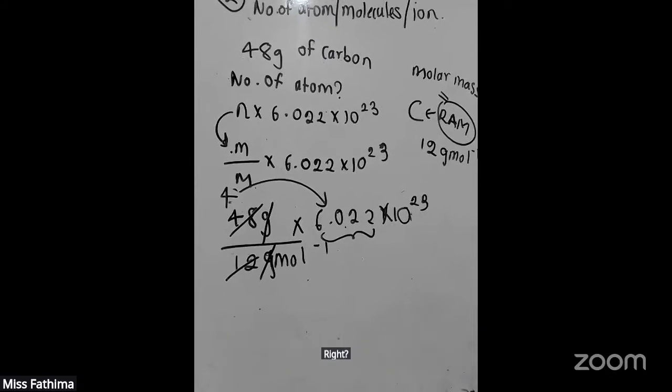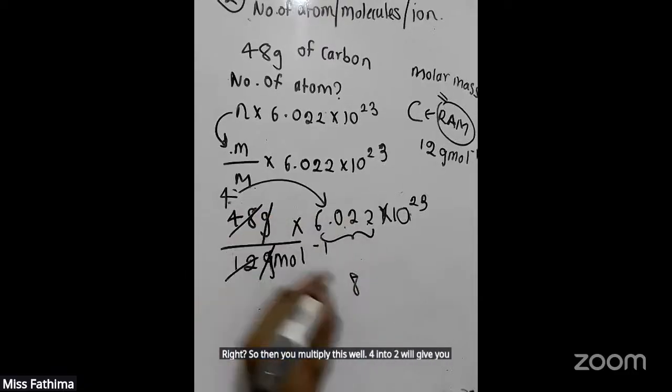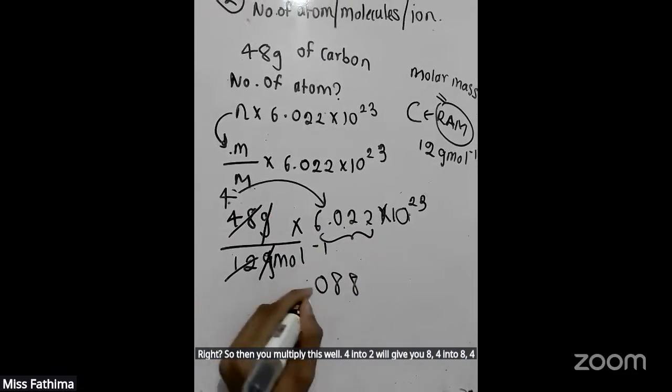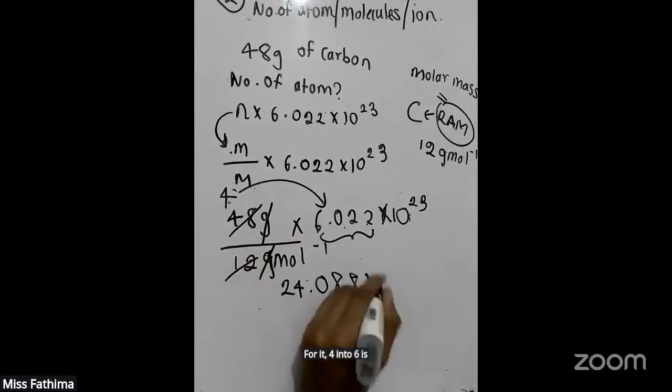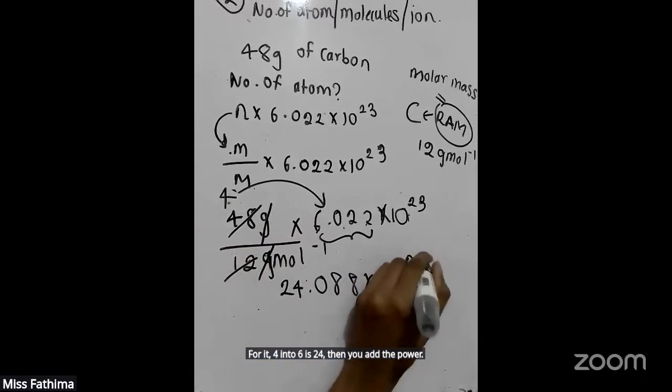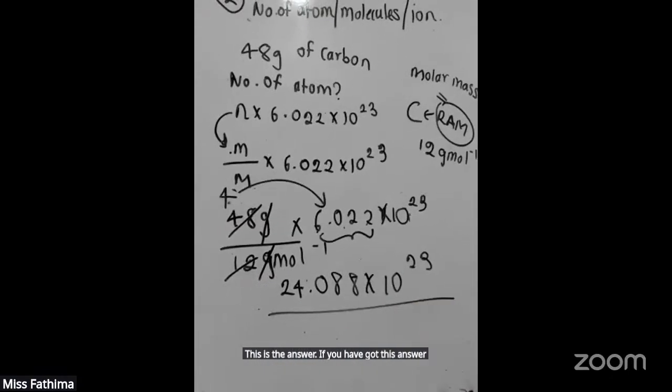Right? So then you multiply this value. 4 into 2 will give you 8. 4 into 2, 8. 4 into 0 is 0. 4 into 6 is 24. Then you add the power. This is the answer. If you have got this answer, perfect, right?